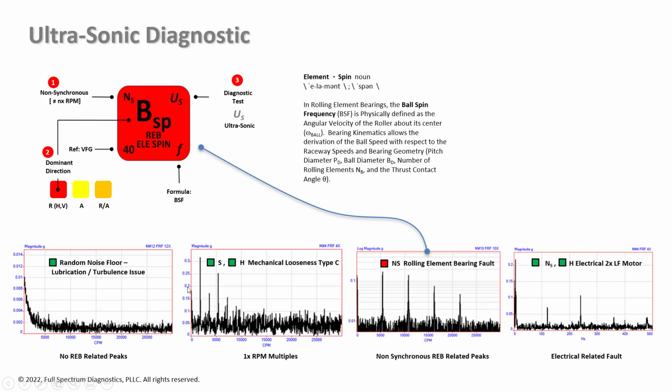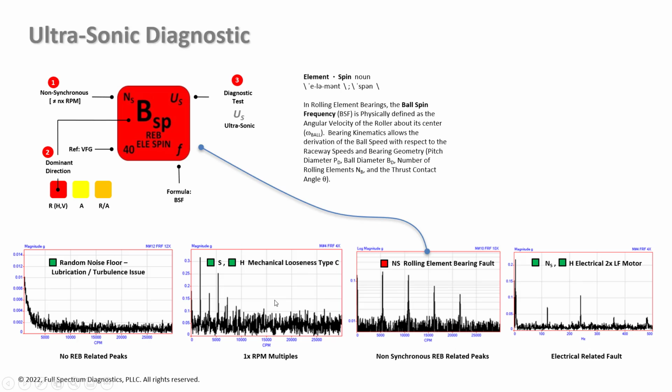Okay, so I can hit random noise floor, and it's usually turbulence or lubrication type fault. There are no discrete peaks showing that bearing frequency. This is synchronous or harmonic mechanical looseness. So a mechanical looseness type C can usually have harmonics that extend pretty high in the frequency range and get into the ultrasonic range. These would be harmonics of 1 times RPM. And we don't have that type of fault. We have an actual non-synchronous fault. So the non-synchronous rolling element bearing fault appears to be the one that's showing up.